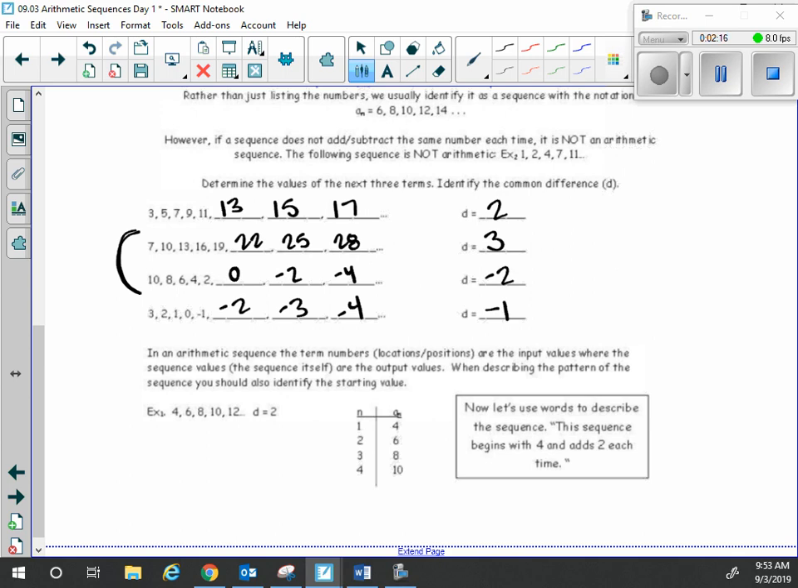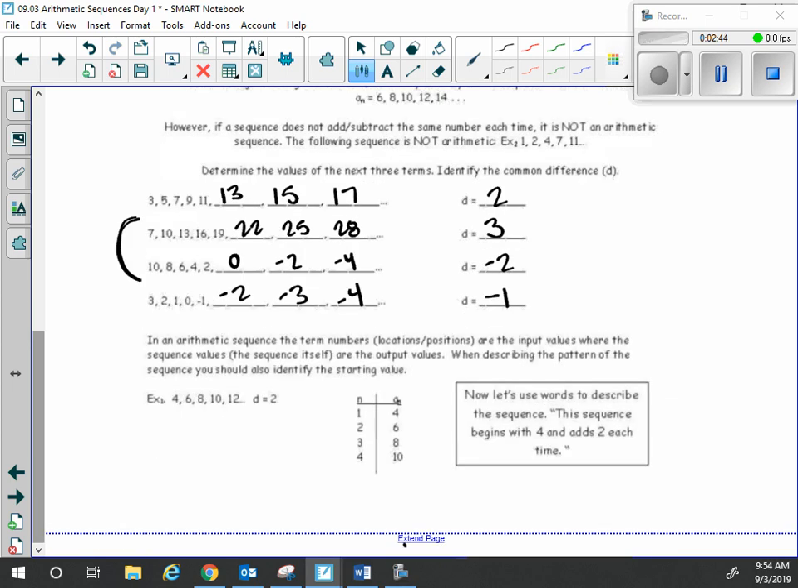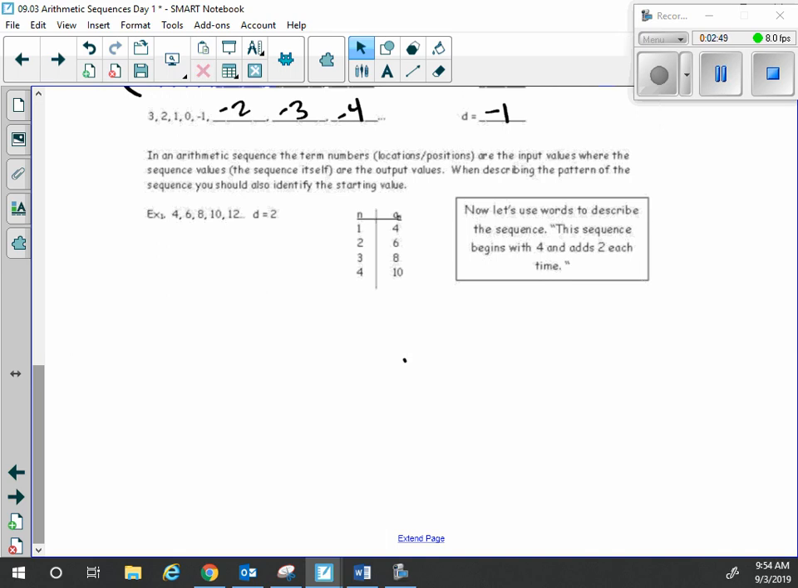All right. So now we talked a little bit at the very beginning of class about that position letter n, right? Or n minus 1 or n plus 1. So when you're looking at a sequence, there's more than just the term itself, 3, 5, 7, 9, 11. You're looking at the position of the term as well. 3 is the first term, 5 is the second term, 7 is the third term, so on and so forth. So if I look at this example down at the bottom here, 4, 6, 8, 10, 12, and the common difference is 2.